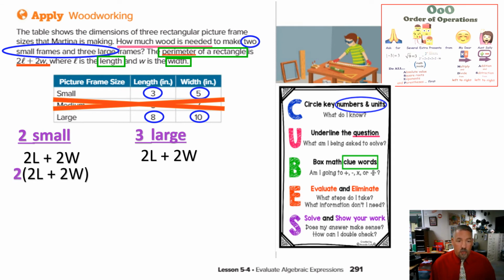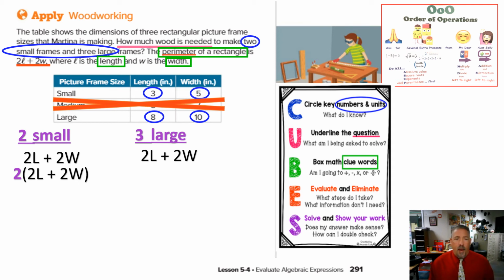But we said there were two of the small. So let's write that as 2, because there are two small frames, times. So I'm going to put it in parentheses, and I want to find what the perimeter is for each of those frames. All right, so that's the 2L plus 2W.